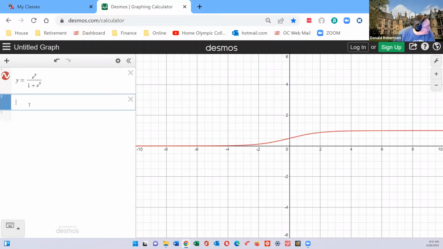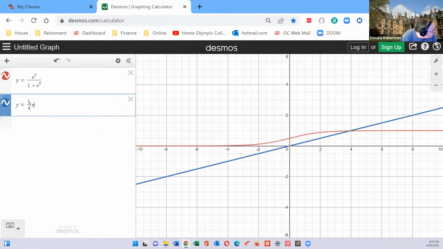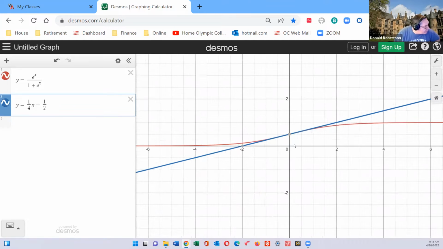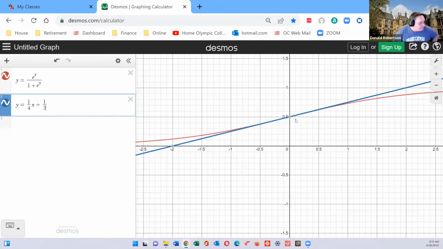And then the second guy is our straight line, our equation of our tangent line. So it's y equals 1/4 x plus a half. And we were interested in the point 0.5. So if I zoom in here, would you agree that's a tangent line? You see it, Matt? You see at that point there, 0.5, that guy there? Isn't the curve and the straight line essentially the same?